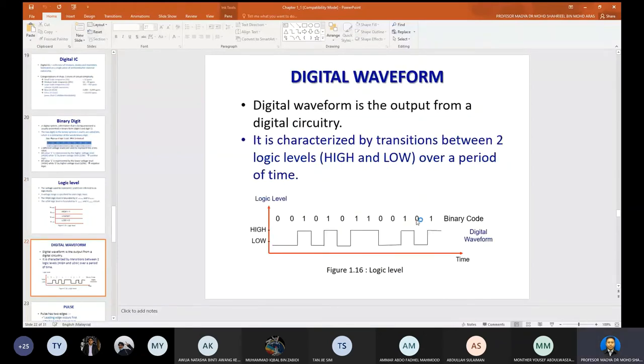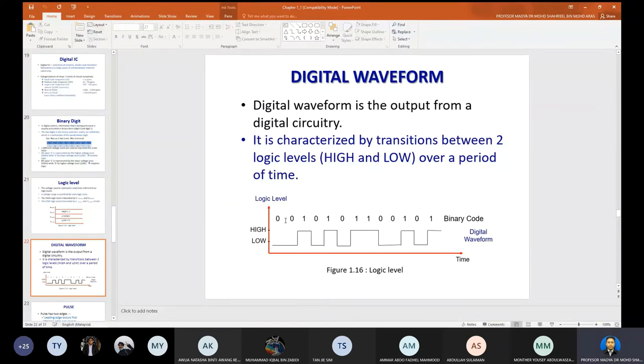Alright, so this is a digital waveform. The digital waveform is the output from the digital circuitry. For example, we have 0 0 1 0 1, 0 1 1 0 0. This is the waveform. For example, this one 0, this one 0, this one 1. So this is the digital waveform. This is the binary code, and this is the digital waveform. Very simple. This is the output of digital in binary, and this is the waveform based on this binary code. For example, 0 here, so this will be 0, this one 0, this one also 0, and then this one 1, this one 1. Alright, so this is called the digital waveform.